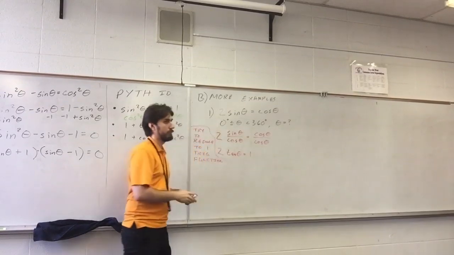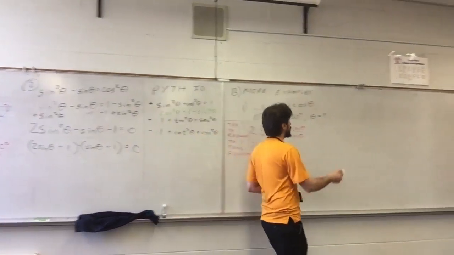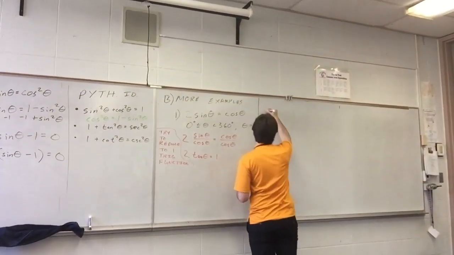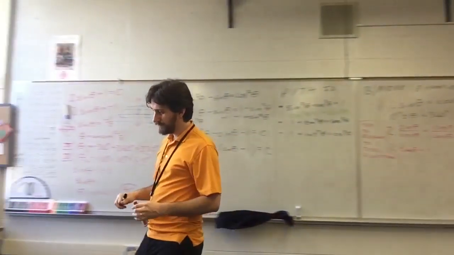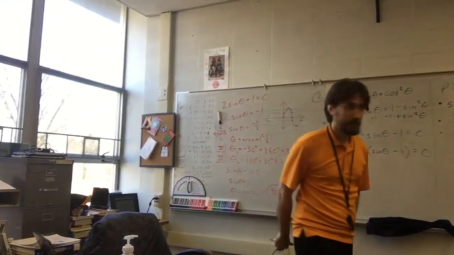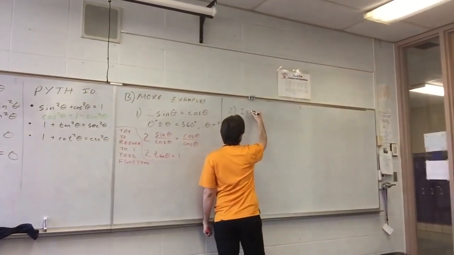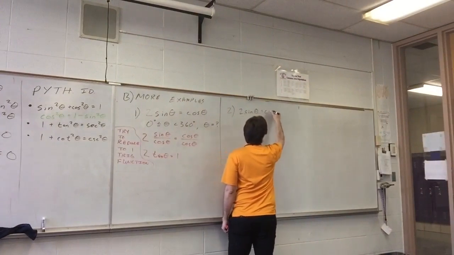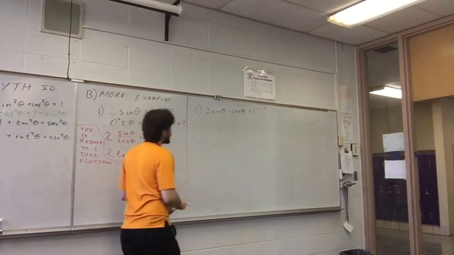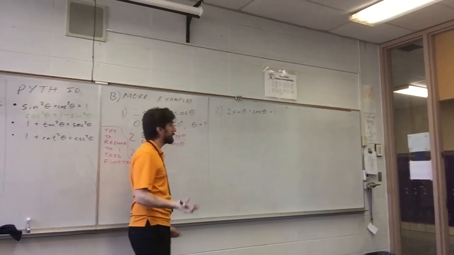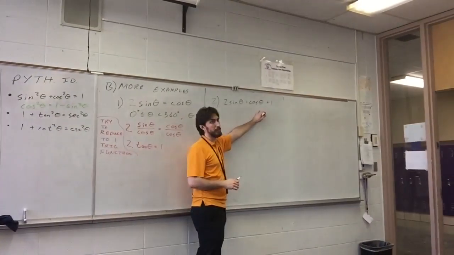Okay, let's look at another one that'll look deceptively similar to it, but actually is a lot harder. All right, same rules. Theta has to be between 0 and 360 degrees, and we want to find out what theta is for 2 sine of theta equals the cosine of theta plus 1.